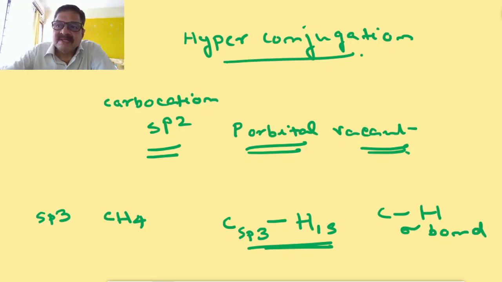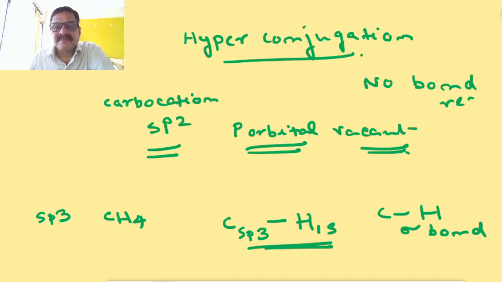Hyperconjugation has another name: no bond resonance. It is also known as no bond resonance. Resonance is the delocalization of electron density either from a non-bonding electron pair or from a pi bond, which we have seen. So no bond resonance is a variant of resonance theory.